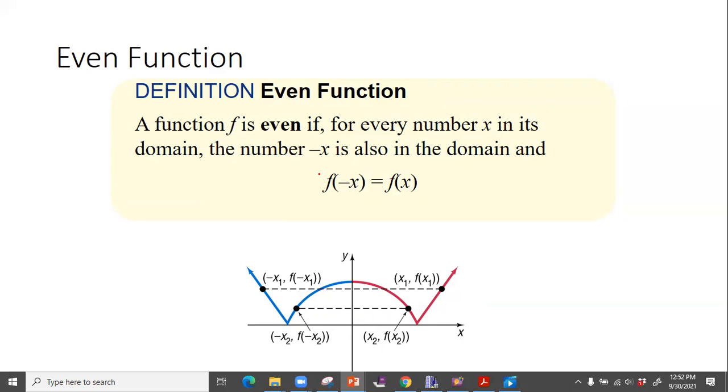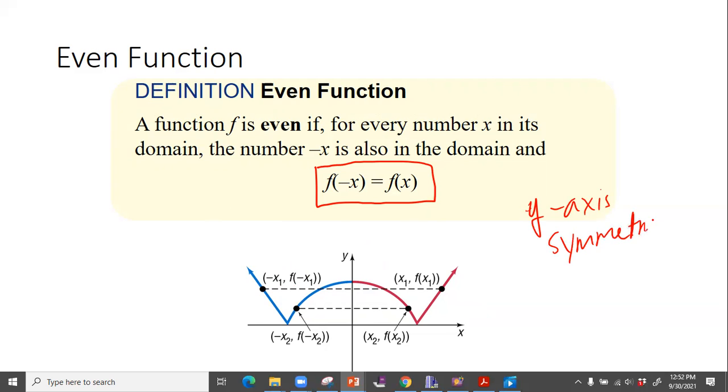The mathematical definition of what's happening is that the opposite x values have the same y values. So for example, if I'm at x equals 2 and I'm at x equals -2, their values should be the same. A good way to remember even is y-axis symmetry.